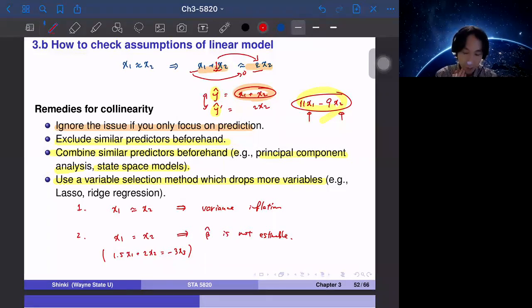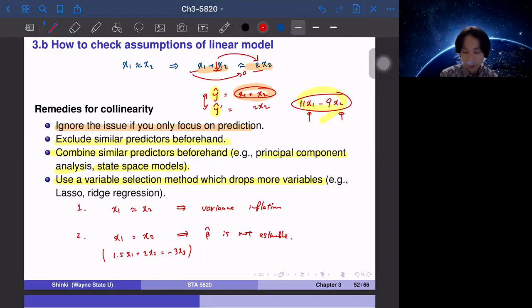Of course, there are some other methods to estimate the parameters even when we have a perfect linear relationship. Those are the regularization methods, such as ridge regression, lasso, support vector machine, and so on. But if we have a perfect relationship, then we certainly have to remove some variables.